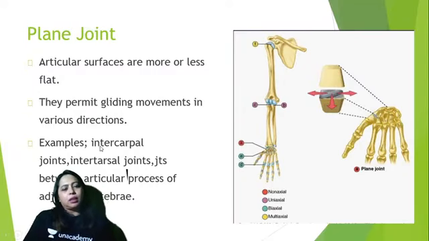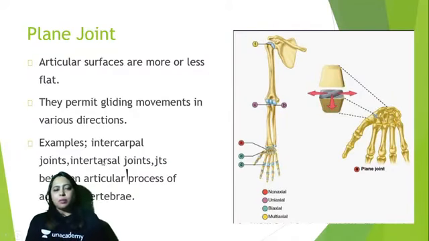The surfaces that face each other are going to form this kind of joint, that is intercarpal joint. So it's an example for plane type of joint. Similarly, in the foot also you have tarsal bones. Tarsal bones, they form the plane joint.